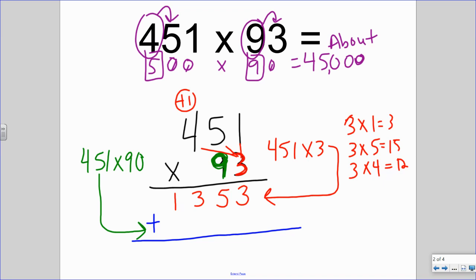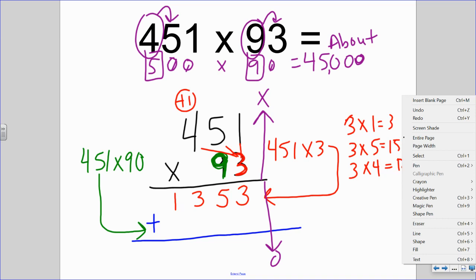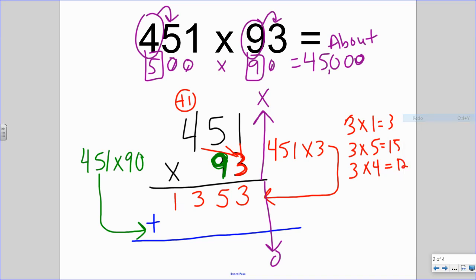The next step is probably the most missed step, and it's really the easiest one. It's called your X's and O's. And the X's are going to come above the equal sign, and the O's are going to come below the equal sign. So let me show you what I mean by X's and O's again.